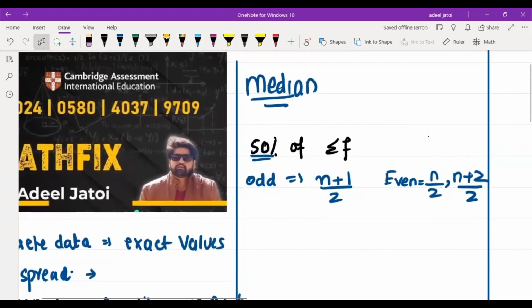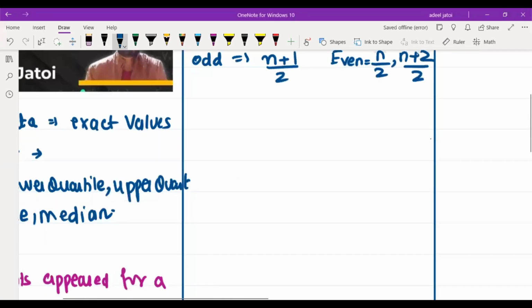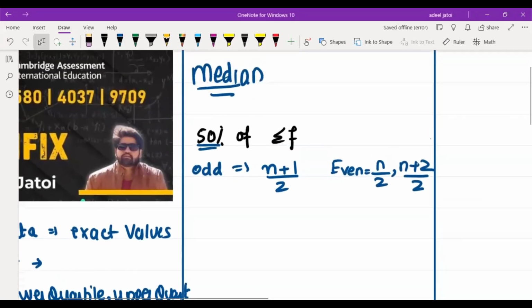Generally, in the stem and leaf topic, we'll make sure that we take out our median through the formula, not through the percentage. The formula will be (n+1)/2 for the odd. The other formula will be n/2, (n+2)/2 for the even. So let's just work upon the median for the question itself.